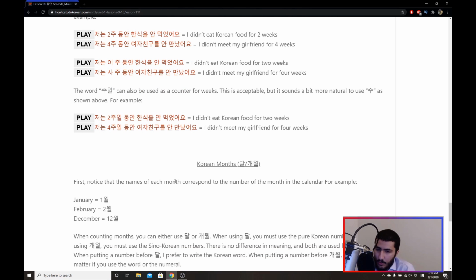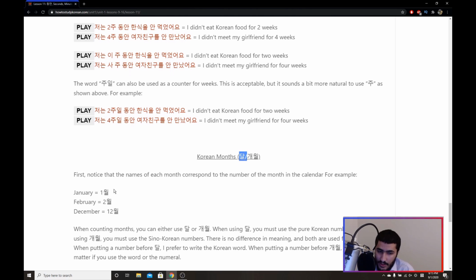Now, 달 and 개월. We talked about 달 being pure Korean, 개월 being Sino-Korean. So if you're using the Sino-Korean one, you're going to use Sino-Korean numbers. If you're using the pure Korean one, you're going to be using pure Korean numbers. I think that's pretty straightforward. In the calendar, you'll see 월 used. And when you do use 월, you're going to be using the Sino-Korean. So this is 일, 월, not 한 or 하나, 월. That would be very strange.